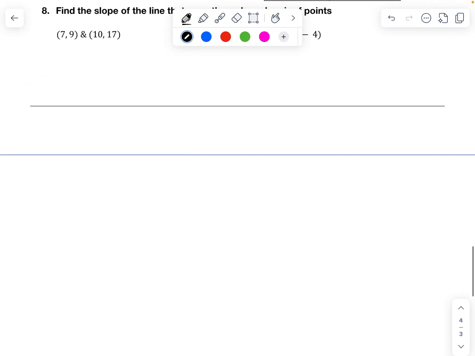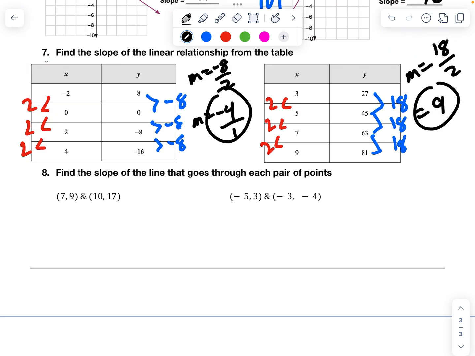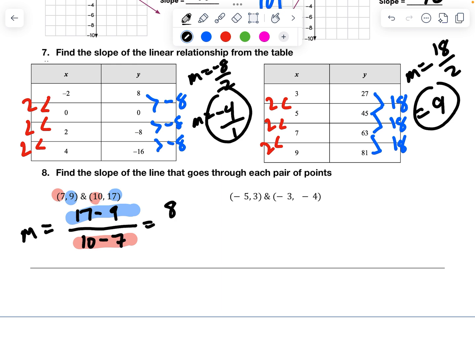All right. Change in y over change in x. So I'm going to write down my slope equals a fraction. I'm going to highlight my y's. I'm going to highlight my x's. My y's go on top. My x's go on bottom. Remember, we subtract 17 minus 9. Those are the two blues. And then the two reds are 10 minus 7. 17 minus 9 is 8. 10 minus 7 is 3.